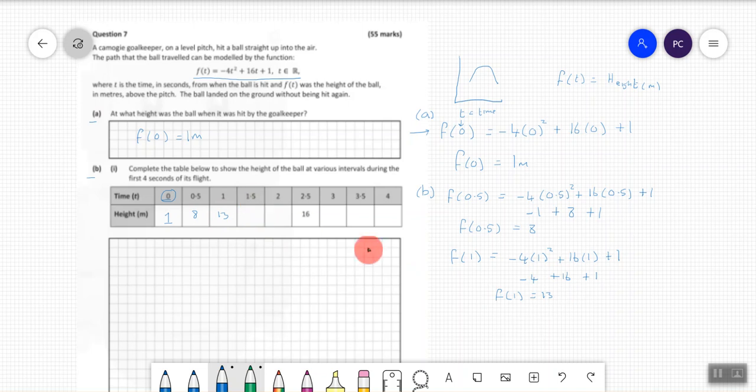Then you want to do this one here, f(1.5). So that's equal to minus 4 times 1.5 squared plus 16 times 1.5 plus 1. So 1.5 multiplied by 1.5.